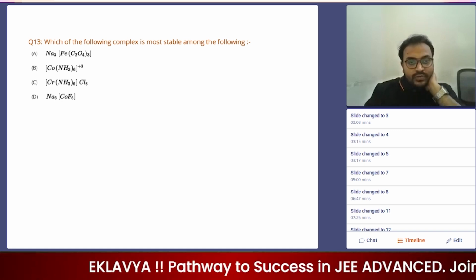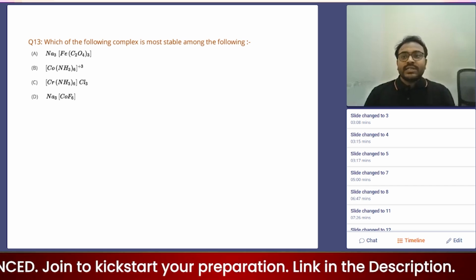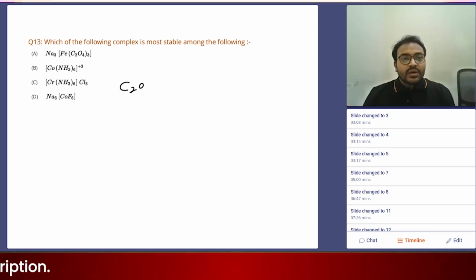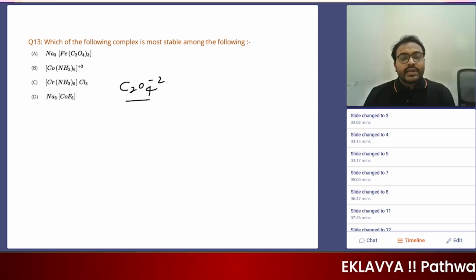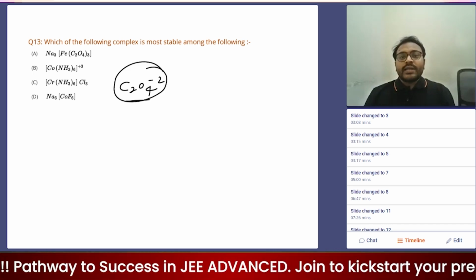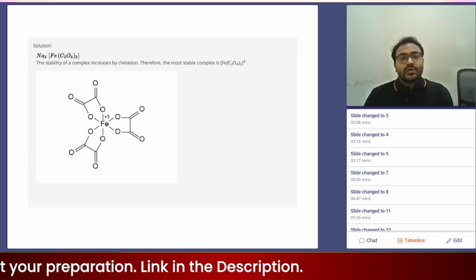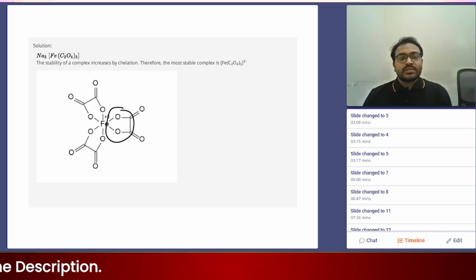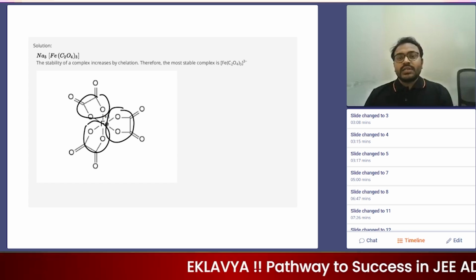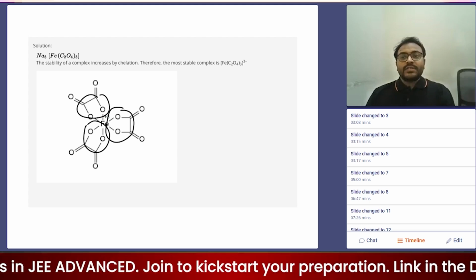Now the next question we have: which of the following complexes is most stable among the following? So generally the stability of a complex we can explain by the chelation effect, because in the 4 options there is a ligand given, C2O4 2-, that is oxalate, and there are 3 oxalates given, and the oxalate can form a ring with the Fe. And if you see the structure of the complex, there are 3 rings present, and because of the rings, this complex becomes the most stable complex, right? This is known as the chelation effect.